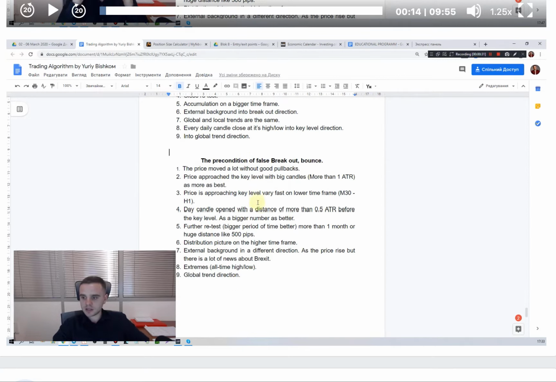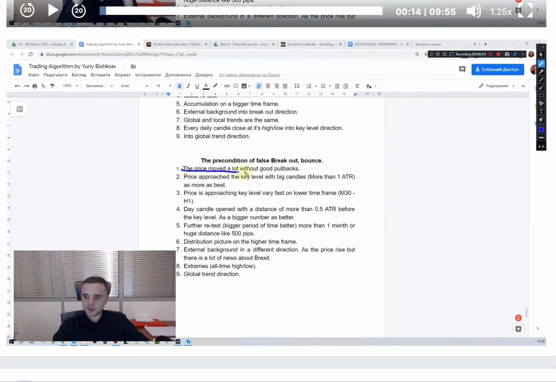First we will discuss false breakout or bounce, because I like to trade false breakout, it is closer to me, and then also breakout. First, the price moved a lot without a good pullback. What does a good pullback mean? For example, on Forex, price drops 400 pips, 500 pips. The more, the better. And when we have a powerful level on the left side, with huge possibility, the first reaction on that level will be a pullback or bounce.